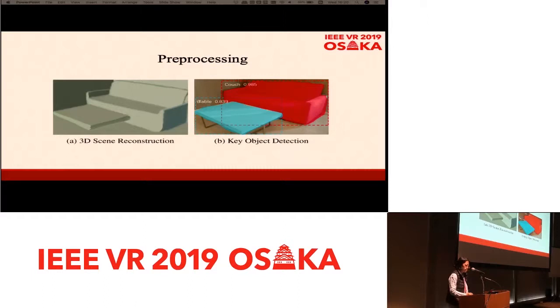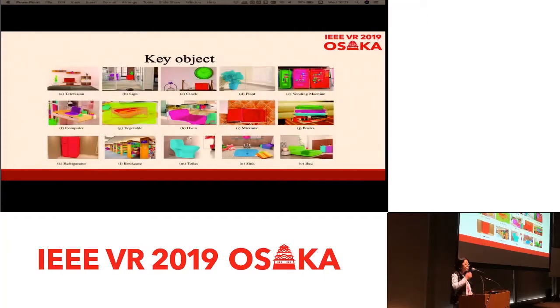During the interaction, there are some objects whose visibility will affect the user's interaction experience. For example, those objects which the user is watching or interacting with should not be occluded by the agent. So we predefine some key objects for the positioning of the agents. For our experiments, in total, we define five categories of key objects. Some instances and detection results are shown here. The key objects include computer, vegetables, television, and so on. It's worth noting that the predefined key objects can easily be extended according to different interaction tasks.